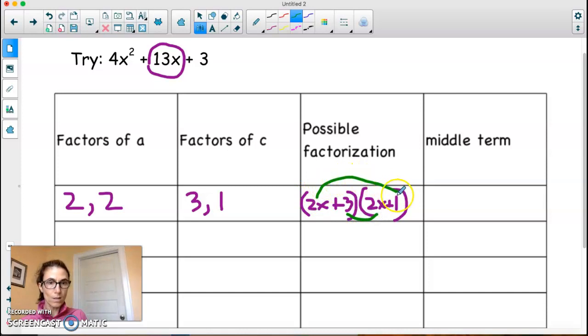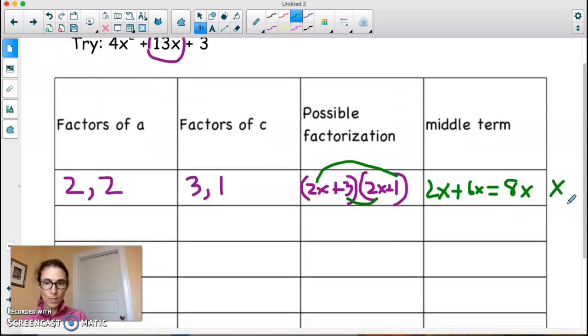So 2x times 1 is 2x. And then 3 times 2x is 6x. When that's added together, that gives us 8x, which is not what we're looking for. So we'll put a little X mark on the outside here so that we know that we tried that and it didn't work.